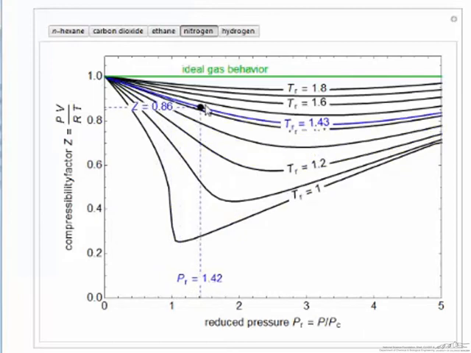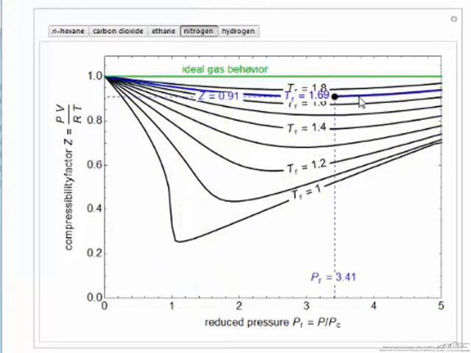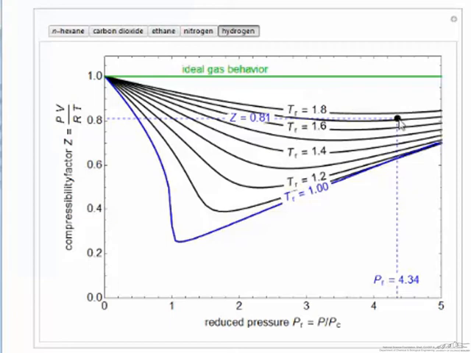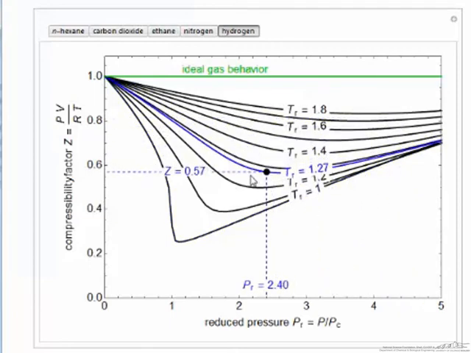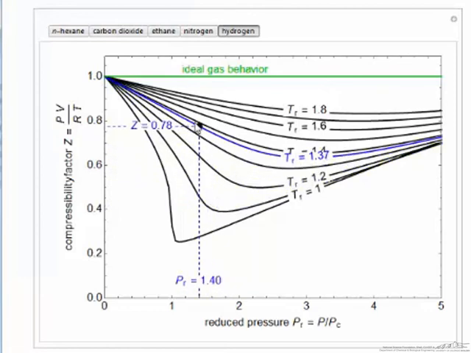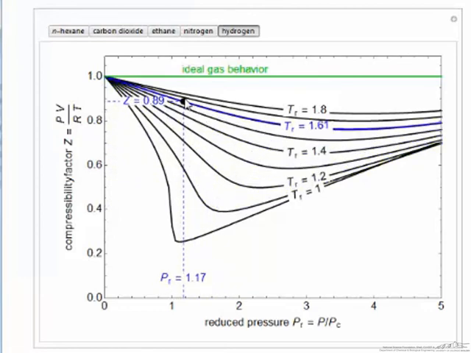These charts are a powerful tool that extends the predictive power of the ideal gas law, complementing more complicated equations of state. Chemical engineers often have to analyze situations in which the ideal gas law is not valid, and the use of compressibility charts is one tool in their toolbox to solve these problems.